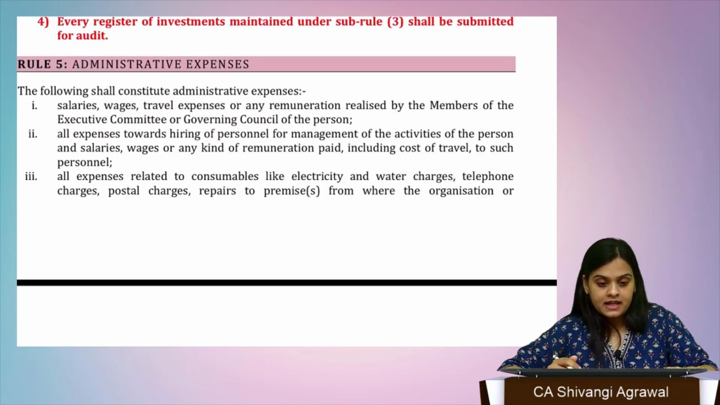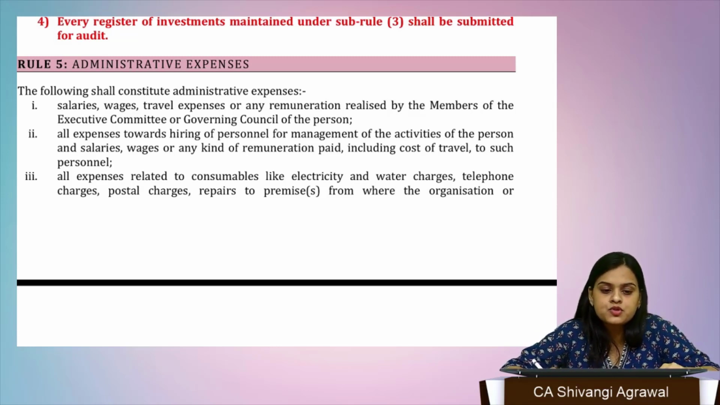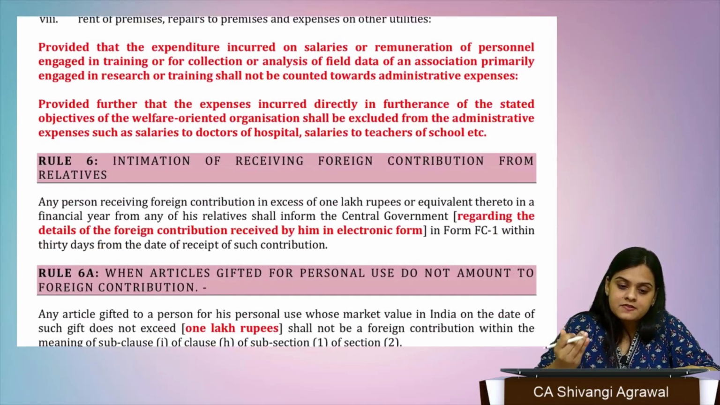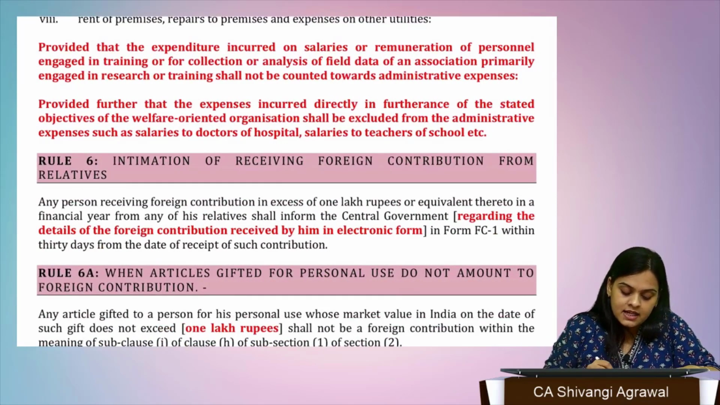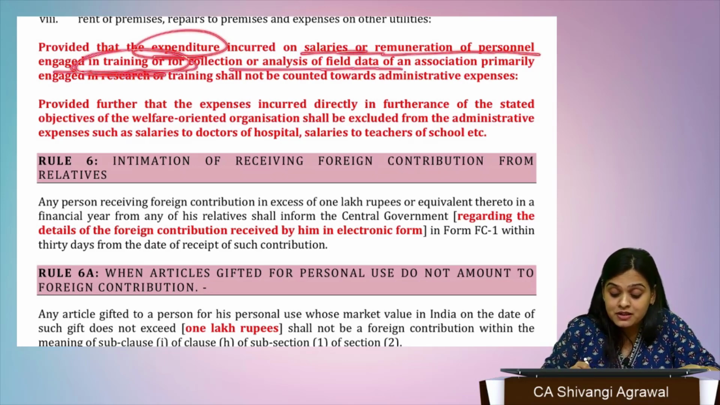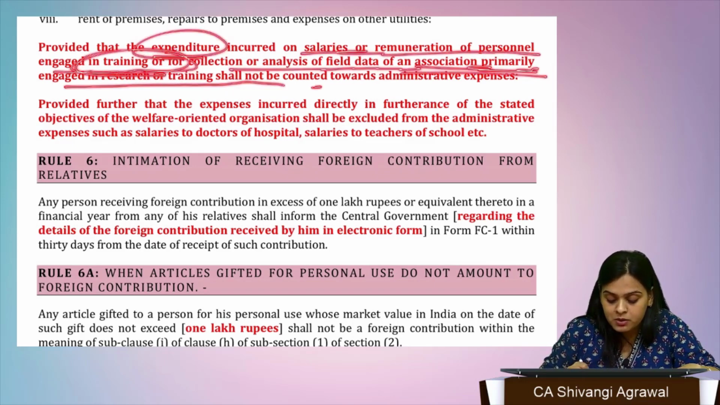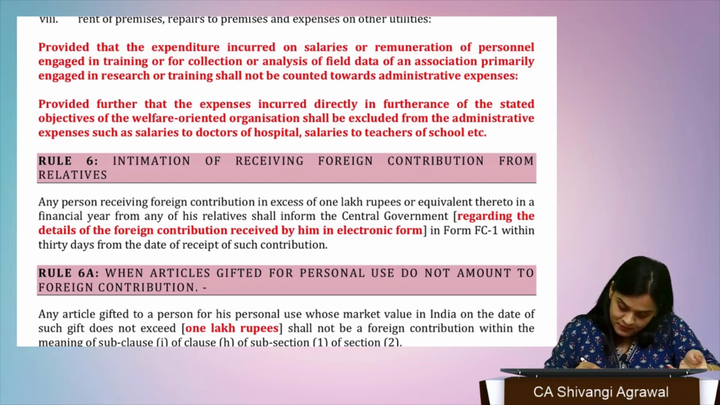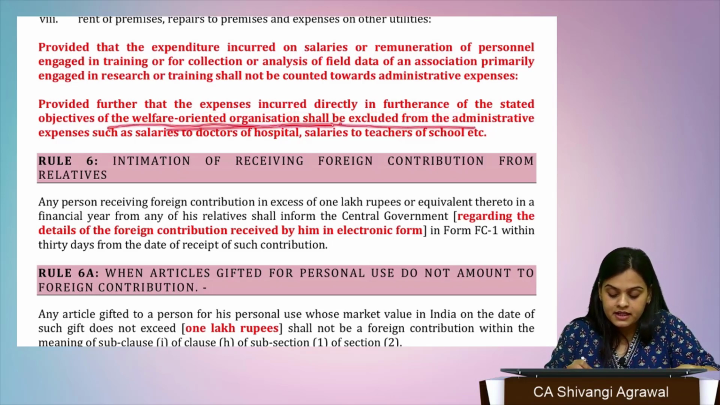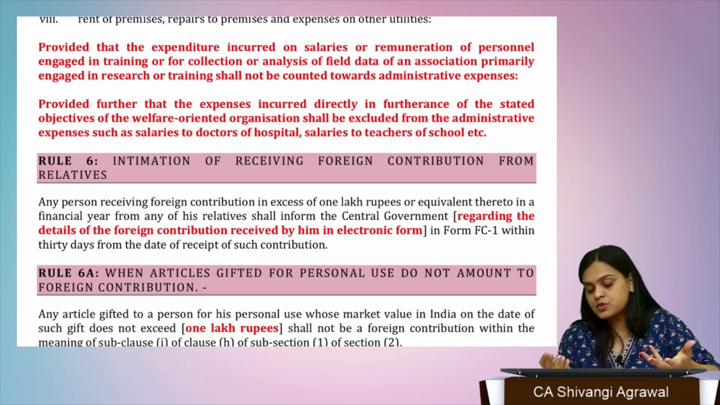It also tells us that not more than 50% of your foreign contribution should be used to meet the administrative expenses. Now, what are administrative expenses? That has been defined in Rule 5. It gives us some additional proviso. The expenditure incurred on salaries or remuneration of personnel engaged in training or for collection or analysis of field data, or of an association primarily engaged in research or training, shall not be counted towards administrative expenses. And the expenses incurred directly in furtherance of stated objectives of the welfare-oriented organizations shall be excluded from administrative expenses, such as salaries to doctors of hospital, salaries to teachers of school, etc.